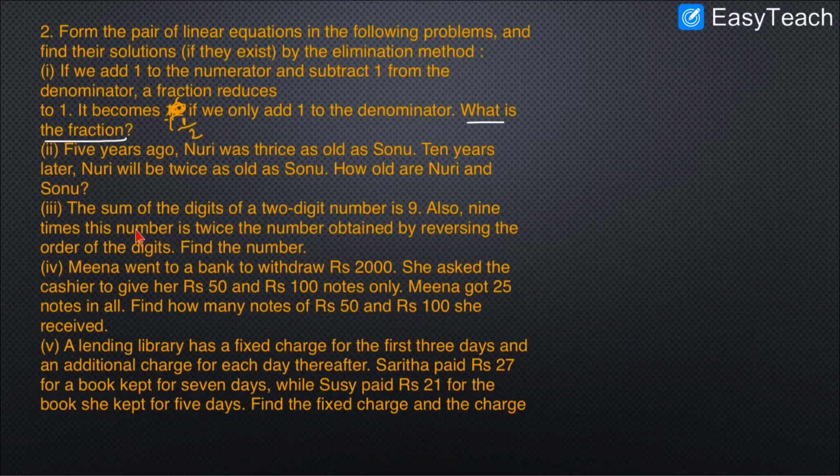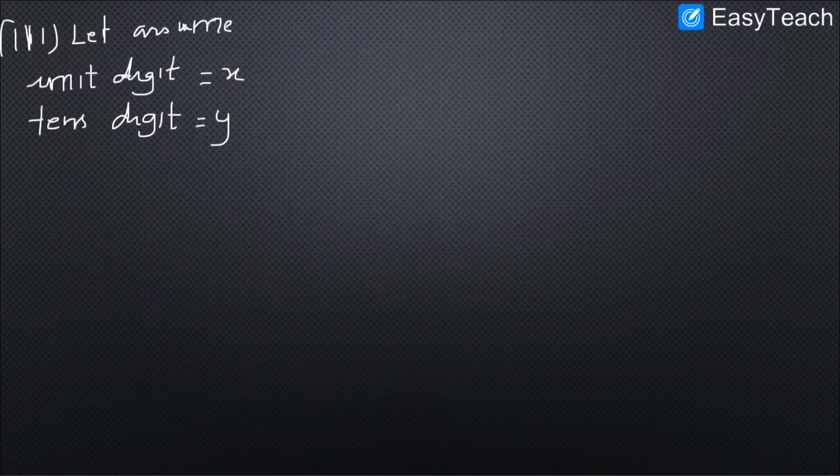So let's solve the third problem. The sum of the digits of a two-digit number is 9. Also, 9 times this number is twice the number obtained by reversing the order of the digits. Find the number. Every two-digit number has two places, the unit place and the tens place. So let's assume the unit digit as x and the tens digit as y.